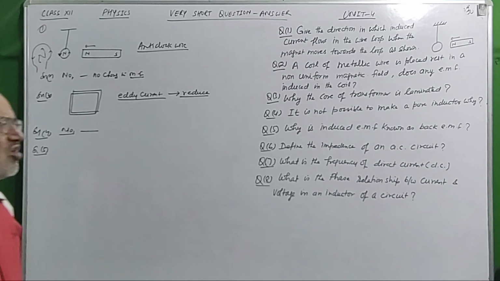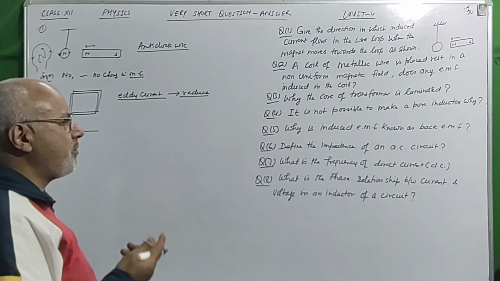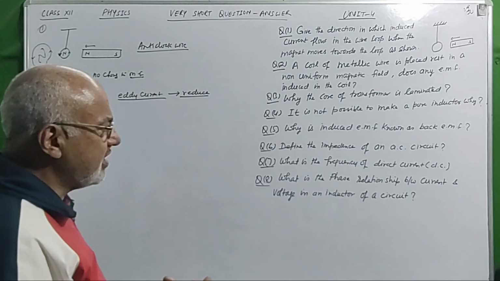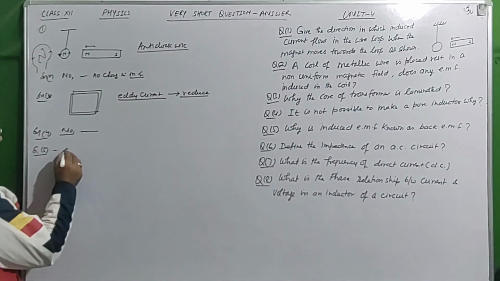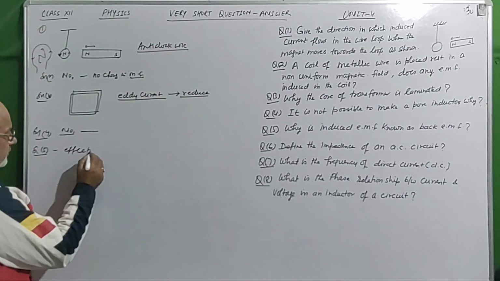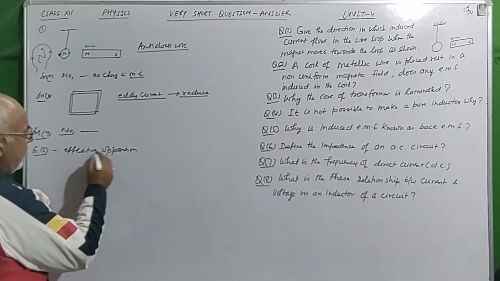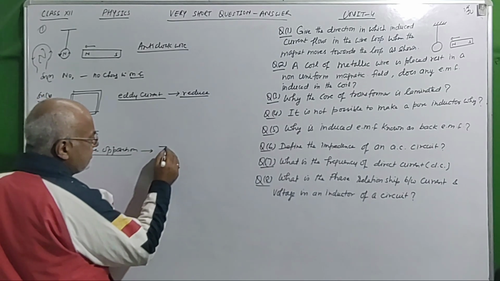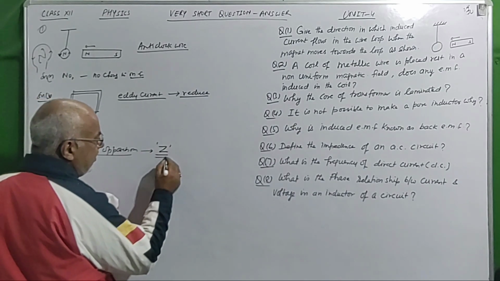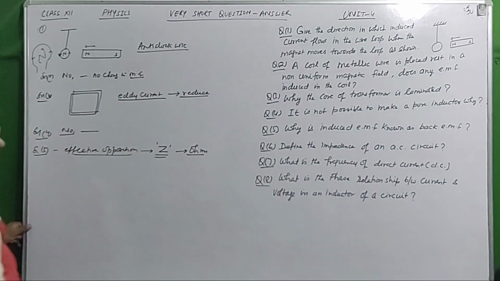Define the impedance of an AC circuit. The effective opposition offered by an AC circuit to the flow of current is known as impedance. How do we represent it? By Z. What is the unit of it? Ohm.